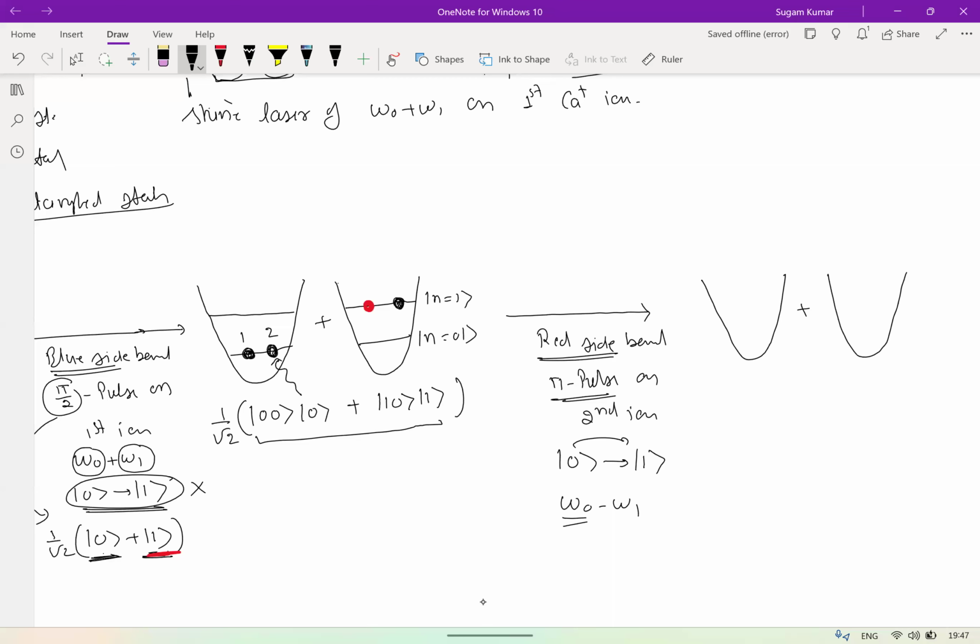So what will happen? You can see this red sideband transition will take place only if the particle is already in the n equal to 1 state. Because from there, the particle can go from the n equal to 1 state to the n equal to 0 state. And this energy, which is omega 1, I can say in layman's language, will add up here and make omega naught. And this omega naught then causes the particle to go from 0 to 1. So in principle, you can see that there are two levels.